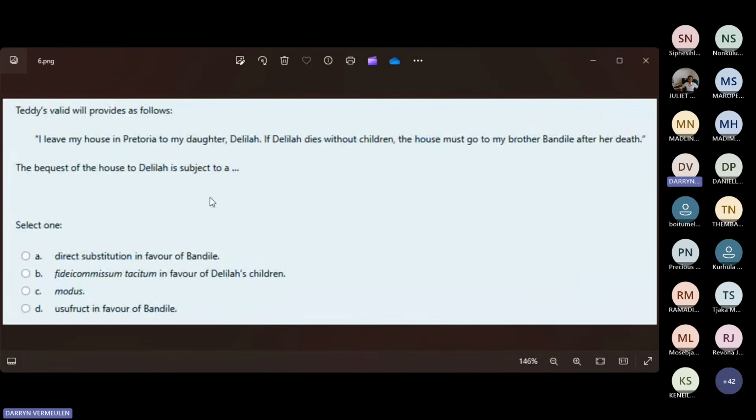Let's move back to the Teddy question now. Did anyone perhaps know which option this would be? Oh, I see we've got a hand up already. What do you think the option is?